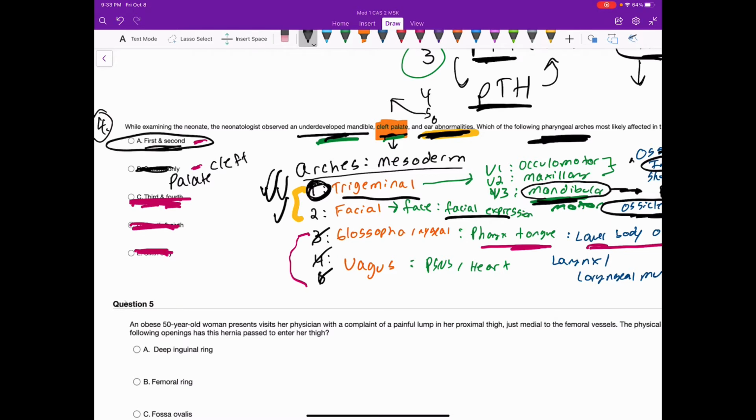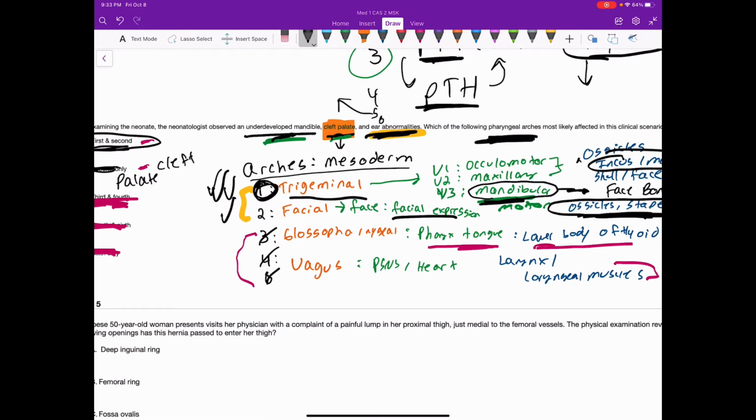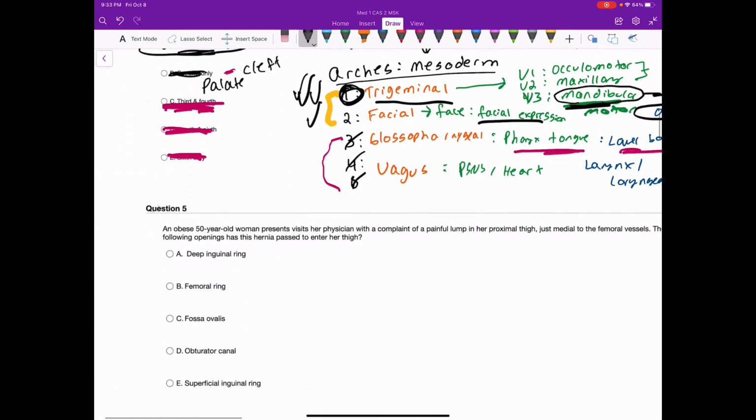But the only answer choice is going to be first and second, because why? We said mandibular abnormalities, we said cleft palate, and we said ear abnormalities. Okay, so that's number 4.